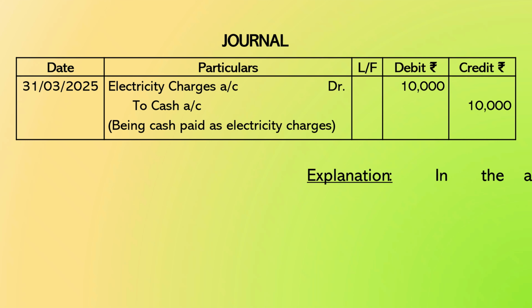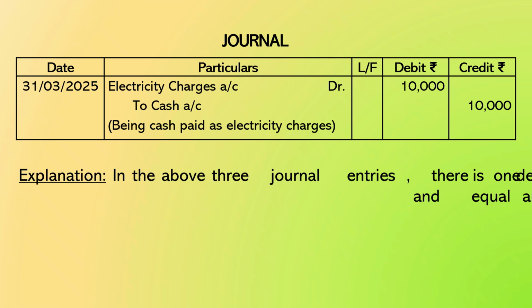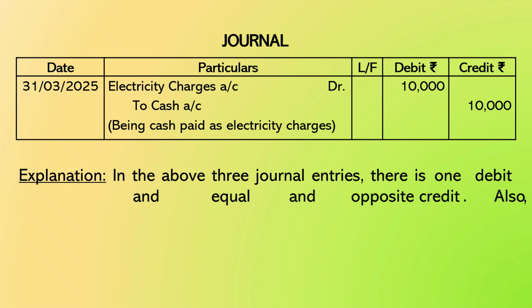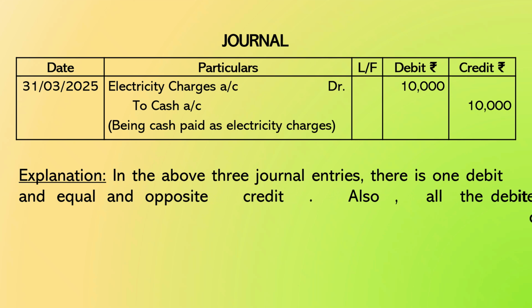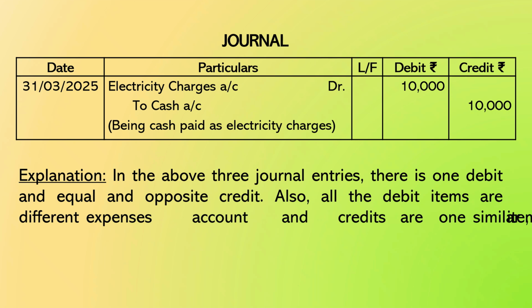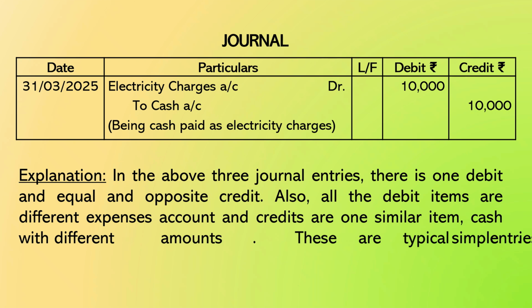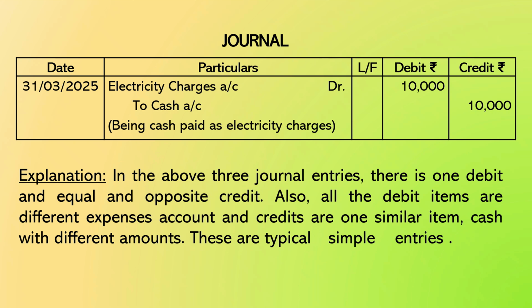Explanation: in the above three journal entries, there is one debit and an equal and opposite credit. Also, all the debit items are different expense accounts and the credits are one similar item, cash, with different amounts. These are typical simple entries.